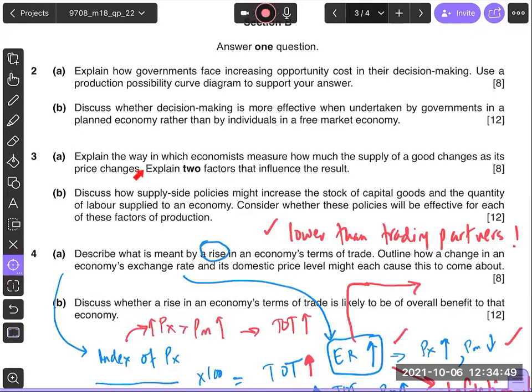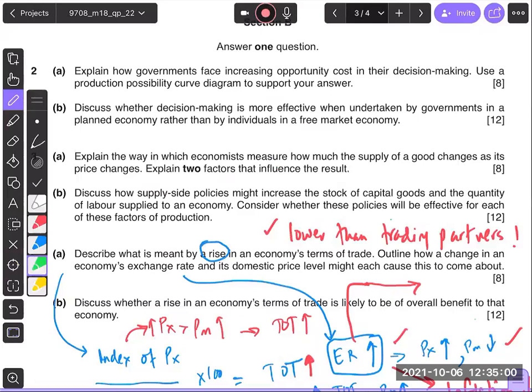3A. Explain the way in which economists measure how much the supply of a good changes as its price changes. This is basically price elasticity of supply, which is percentage change in quantity supplied over percentage change in price. It measures the responsiveness of quantity supplied to a change in price. Isn't that true, guys? Now, tell me the two factors that can influence it. Guys, quickly, what are the two factors that can influence it?